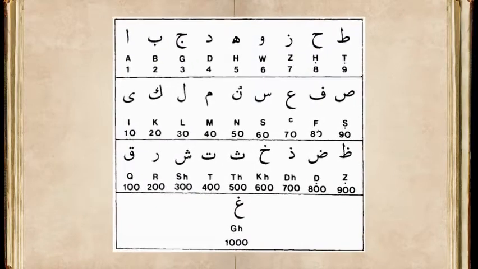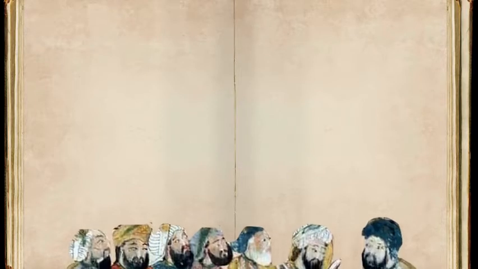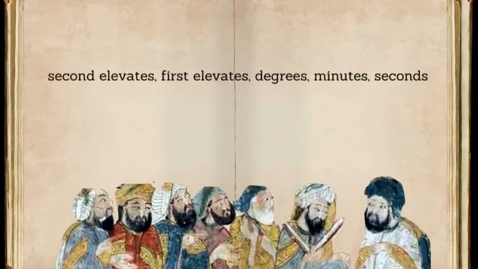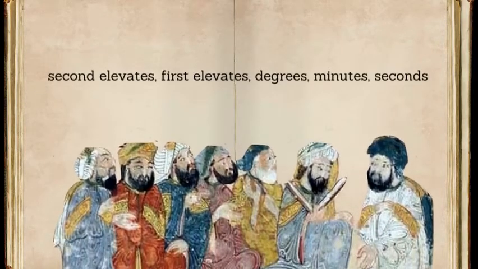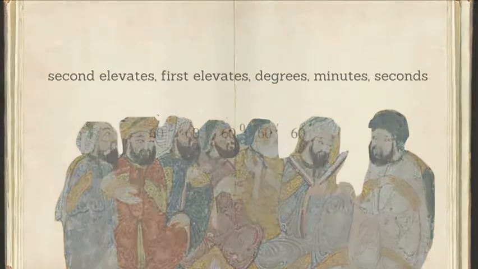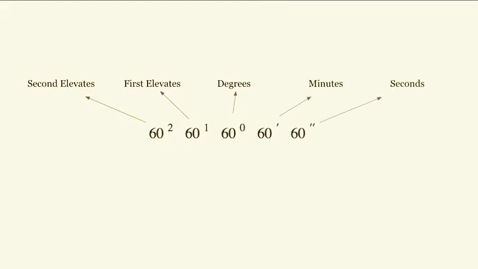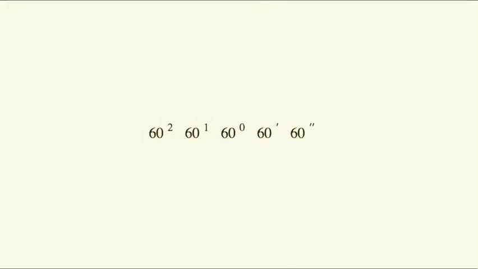However, while both the Babylonians and the Greeks lacked a differentiation of place values, Islamic mathematicians easily divided up the units and named the positions both in the fractional and whole part. Positive powers went from degrees, first elevates, second elevates, and so on, while negative powers were called minutes, seconds, thirds, etc. Each unit was comprised of 60 of the previous unit.